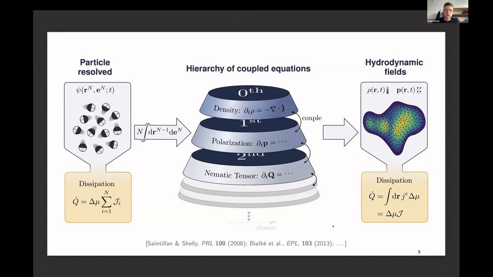So what this ends up in is an infinite hierarchy of coupled partial differential equations. So we get for the 0th moment the particle density with a simple continuity equation. The first moment is the polarization, and then so on.